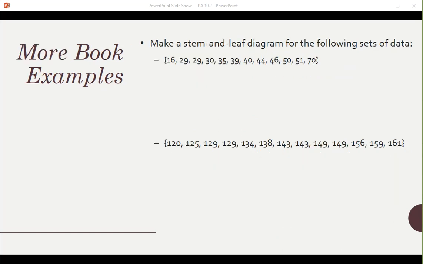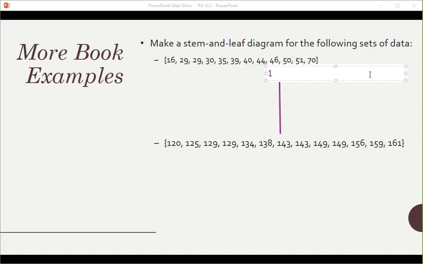Okay. Next, I'm asked to make a stem and leaf plot. Remember that the leaves are going to be represented by the last digit or the ones place. The stems are going to be, for this one, there's only 10, so they'll be the tens place. I'm not going to put that one on this one, it makes it easier.